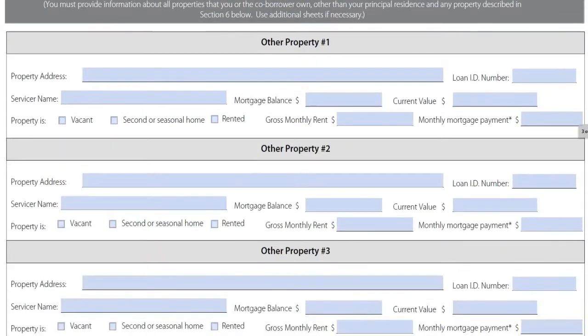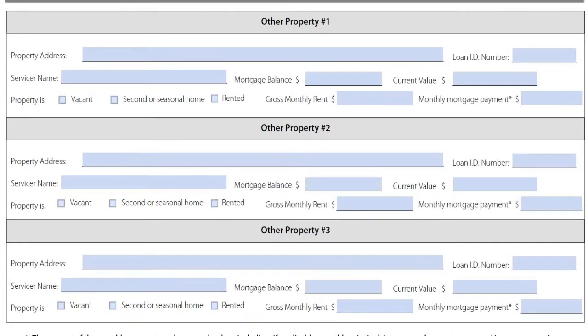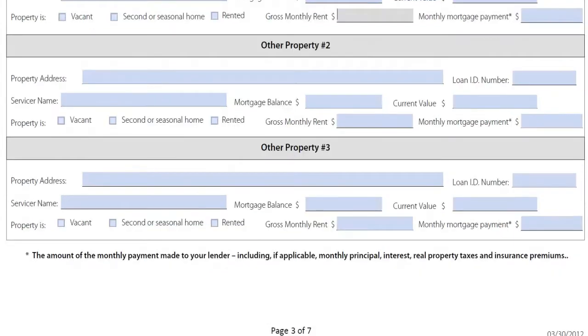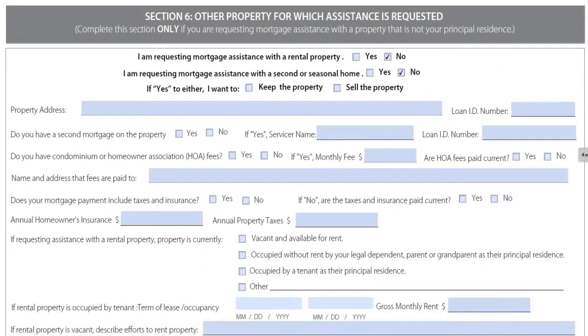Okay, now section number 5, other properties owned. If you have other properties, make sure you fill out this information because again, they will double check. So you want to make sure that you are giving them the information that they're looking for from the beginning. So you fill out all the, it's self-explanatory, the property address, servicer name. You may have to get out those mortgage statements to fill this information out properly.